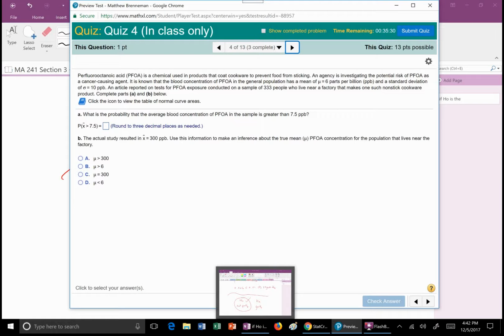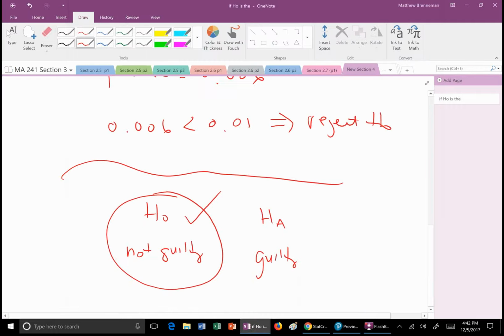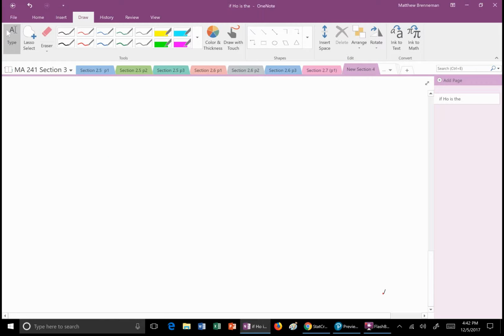What we know is that the sample means come from a normal distribution. So this is important. Whenever we're looking at sample means, it's important to know that X bar has a normal distribution.